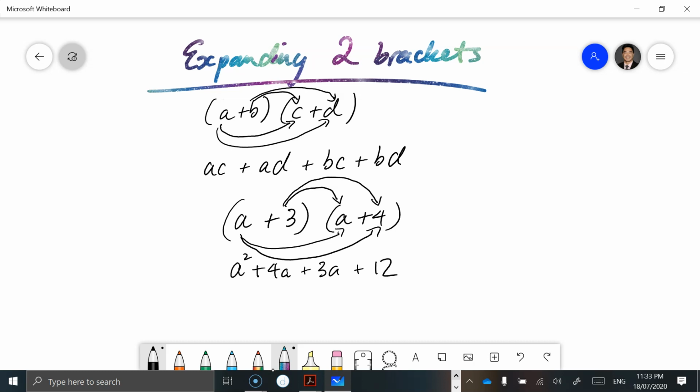Anything that we have in common? Yes, we do. We've got the 4a plus 3a, which is 7a. And we can keep everything else as is because there is nothing in common with each other.